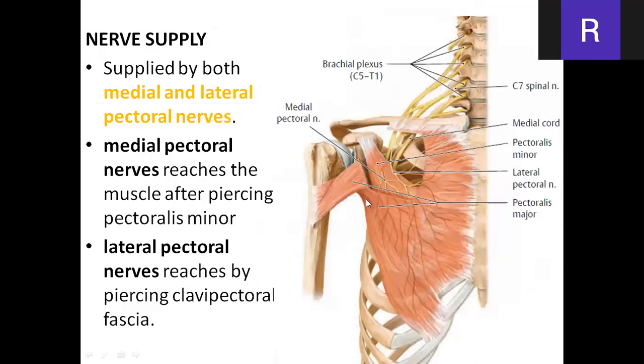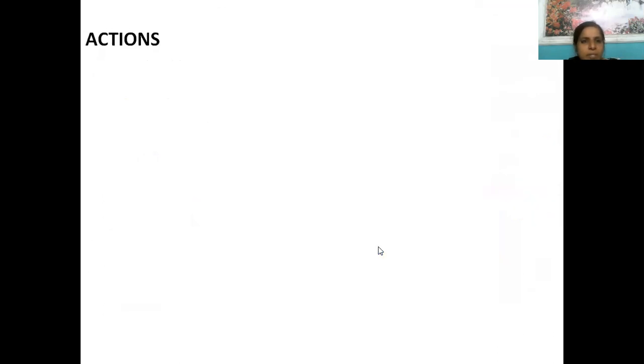Nerve supply: medial and lateral pectoral nerves. These are the nerves which we study when we do the brachial plexus. From the lateral cord, we have the lateral pectoral nerve. From the medial cord, we have the medial pectoral nerve. Isn't it? So these two nerves are supplying the pectoralis major.